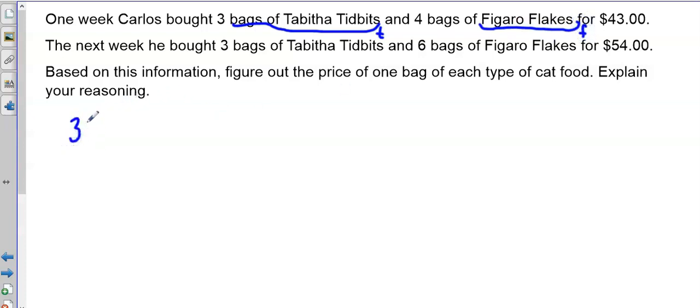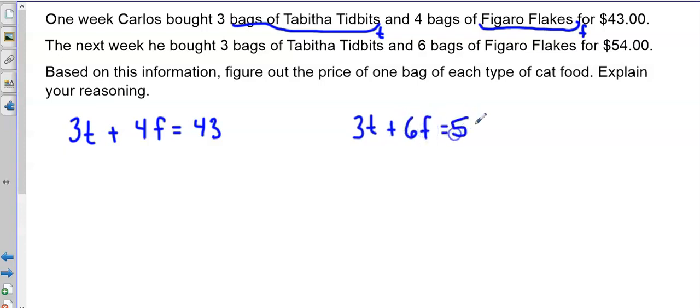So it says that 3 bags of Tabitha Tidbits plus 4 bags of Figaro Flakes was equal to $43. And then the next week, he again bought 3 bags of Tabitha Tidbits and 6 bags of Figaro Flakes for $54. So I can see from one week to the next, he bought the exact same amount of Tabitha Tidbits. But in the second week, he spent more money, and it's because he had 2 more bags of Figaro Flakes. So the 2 more bags of Figaro Flakes makes up the difference in these costs.